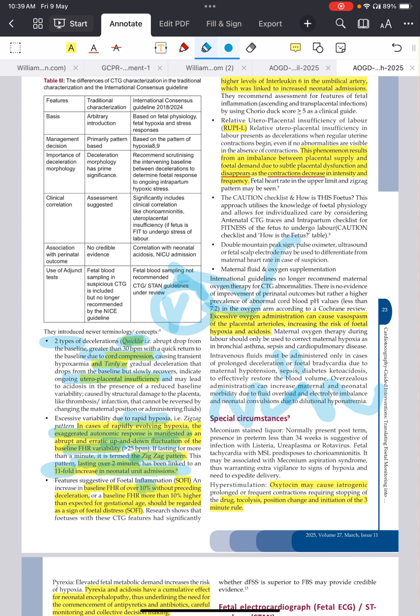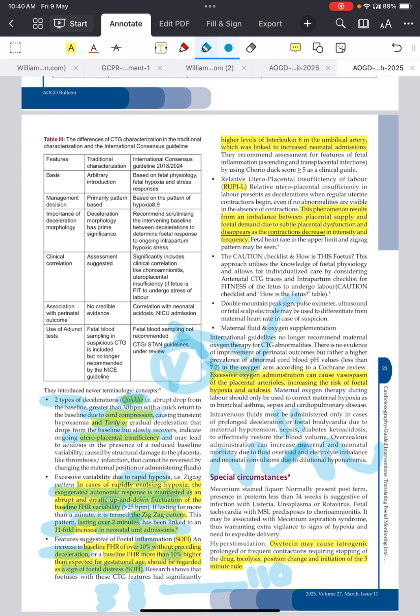There is a 10% increase in fetal deceleration and basal FHR of more than 10%. For example, at 38 weeks the basal heart rate should be within a certain range. If it is more than 10% higher than the baseline heart rate, then it is a sign of fetal distress, suggestive of fetal inflammation. Such CTGs have significantly higher levels of interleukin 6, which is high in the umbilical artery and linked to increased neonatal admissions.